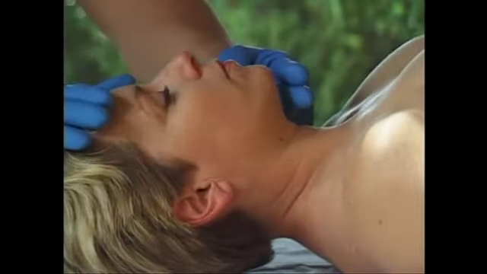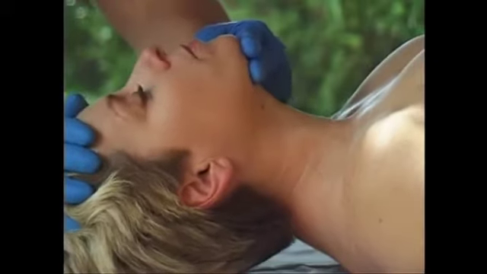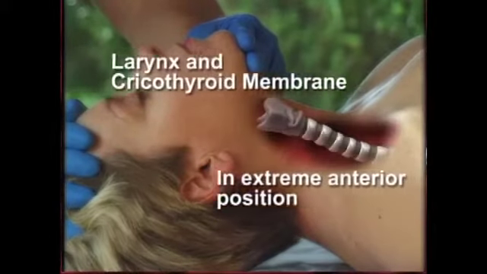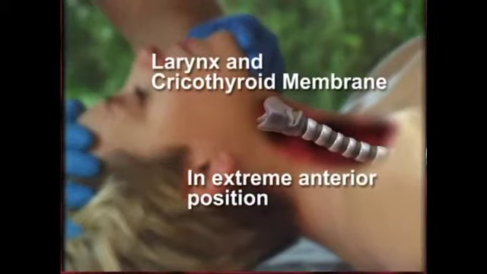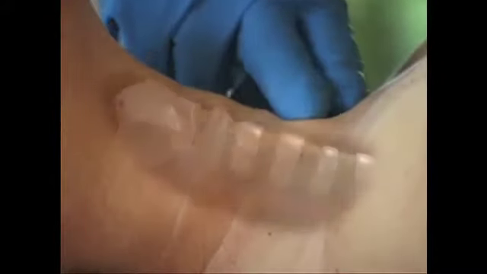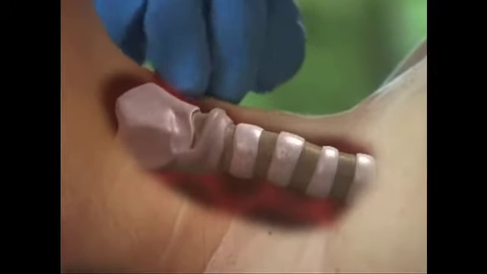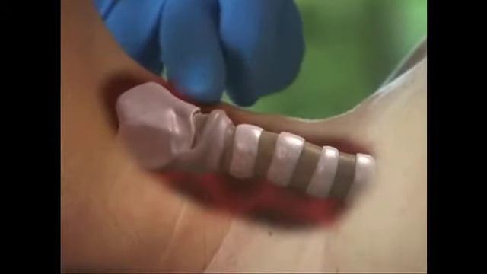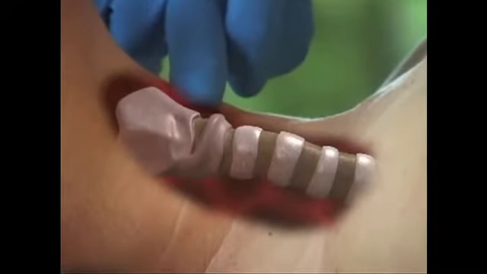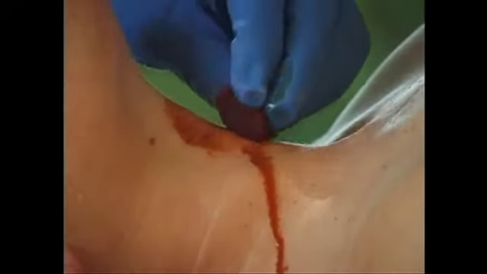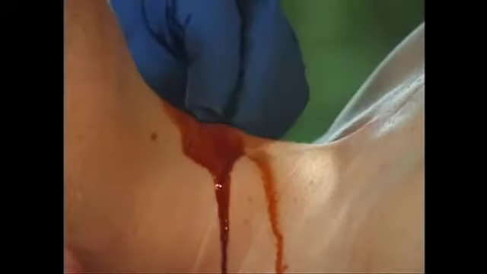Hyperextend the patient's neck unless a cervical spine injury is suspected. This position brings the larynx and the cricothyroid membrane into the extreme anterior position. Locate the cricothyroid membrane between the cricoid and thyroid cartilages by palpating the depression caudal, towards the feet, to the midline Adam's apple. Clean the area well with betadine solution.